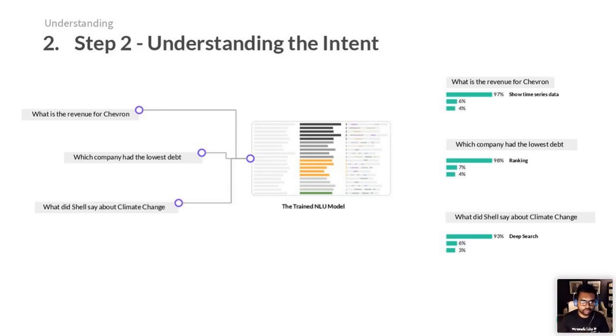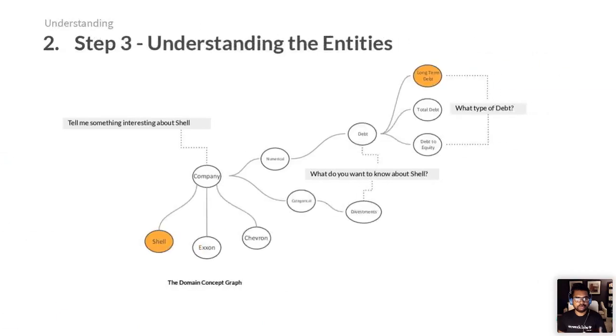So let's say you ask her a question, what is the revenue for Chevron? Nesh will be able to predict that this question is most likely asking to find time series data. That is, pull out the revenue. So that's how the intent understanding is built, which is step number 2. And then once the intent has been recognized, the next step is to recognize the entities that are being expressed in the question. So let's give you an example.